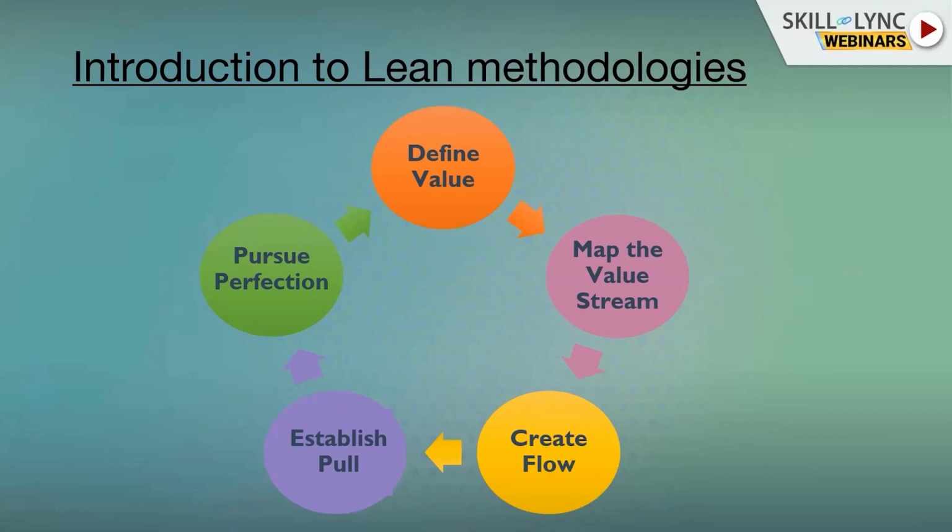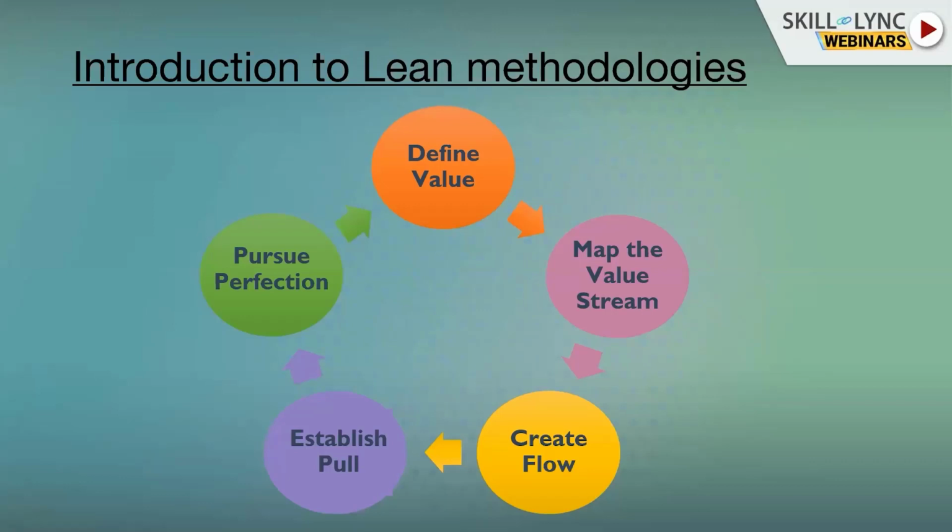Now coming to the last one, that is pursue perfection. Wastes are prevented through the achievement of the first 4 steps, which we have just seen. However, the 5th step, that is pursue perfection, is the most important amongst them all. It makes lean thinking and continuous process improvement a part of the organizational culture. Every employee should strive towards perfection while delivering products or projects based on the customer needs.